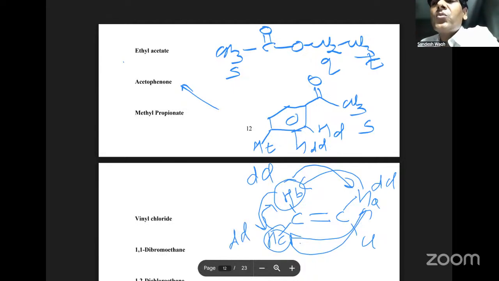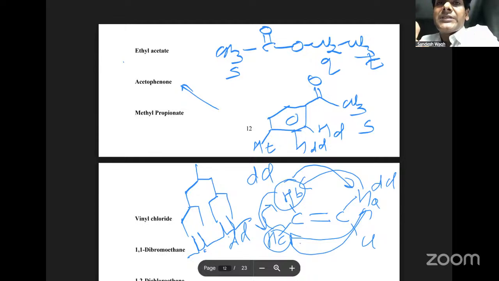Doublet of doublet means what exactly? It is simply like you have this doublet, but this doublet further splits into a doublet. So this is what we call a doublet of doublet. That means these two lines are a doublet and this is a doublet. This is a pattern, that is doublet of doublet. That is multiplicity. Let's move on to the next.